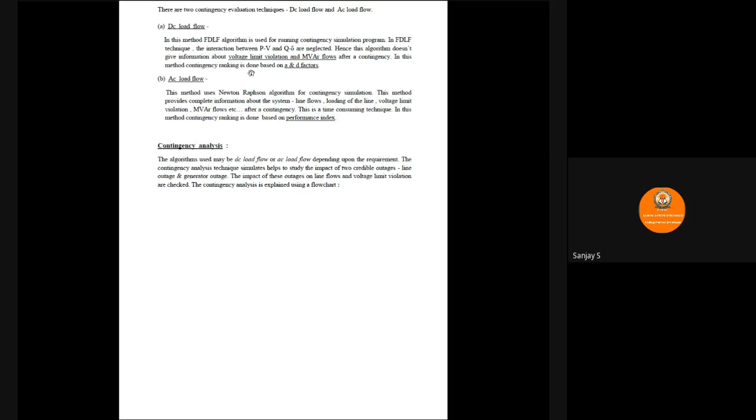In this method, contingency ranking is done based on A and D factors. Later on, we'll see what are A and D factors. In AC load flow, Newton-Raphson algorithm, which is more popular, which is time consuming but most accurate, is used. Also, we have seen many problems on Newton-Raphson in module number 2. This will give us the complete information with utmost accuracy. This depends on performance index. Ranking of this will be done based on performance index.